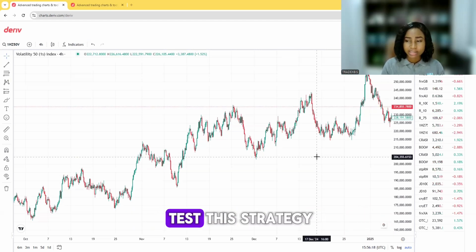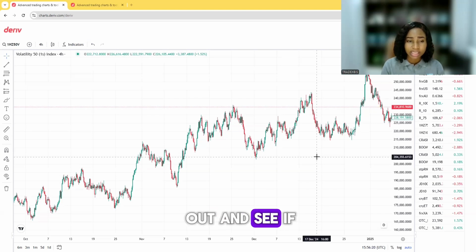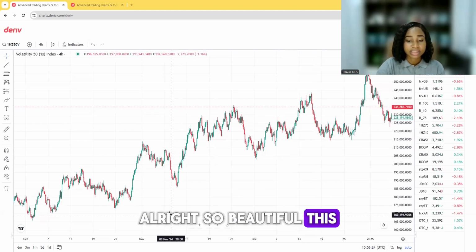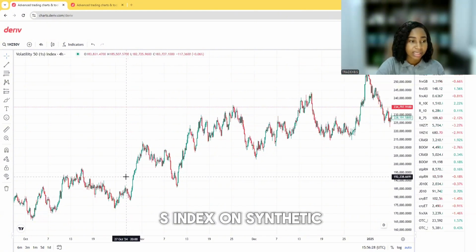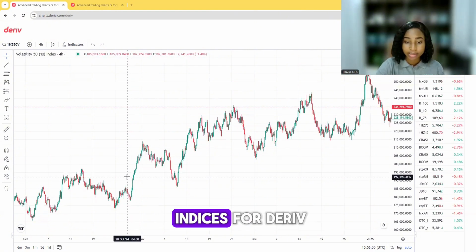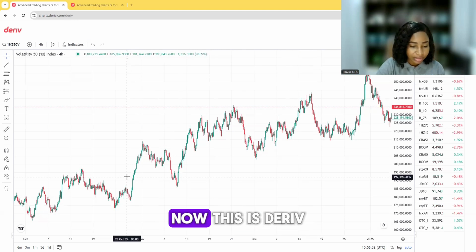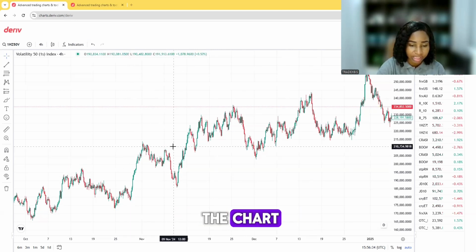So let us backtest this strategy. Let us check it out and see if it actually works. Okay, all right, so beautiful. This is our chart. This is the Volatility 51S index on synthetic indices for Deriv. Now this is the Deriv broker and this is the chart.